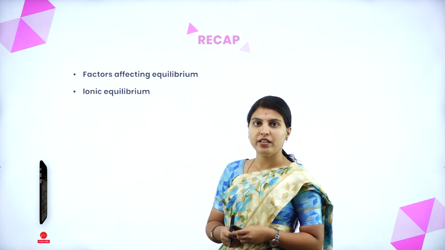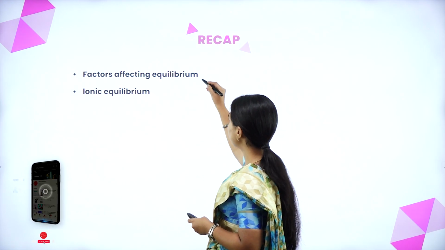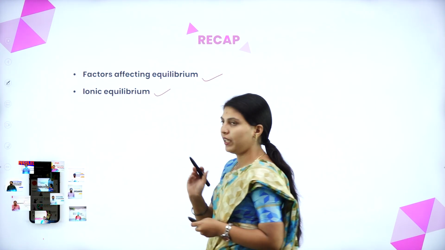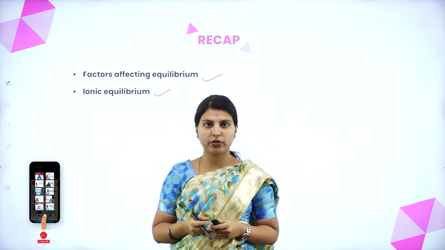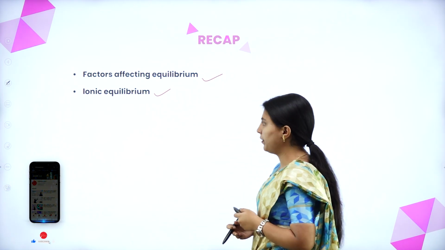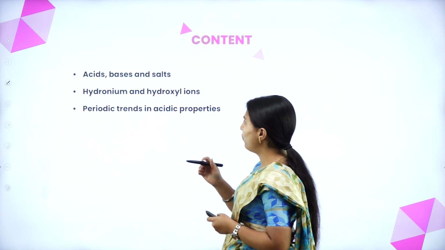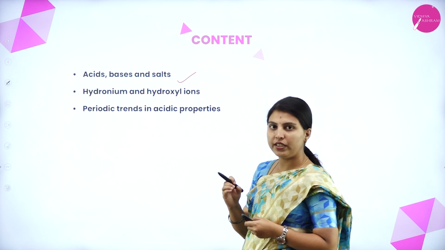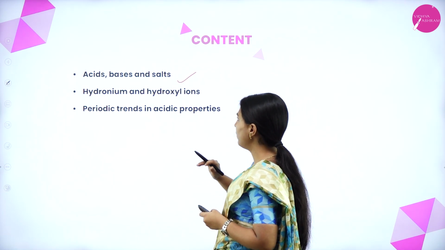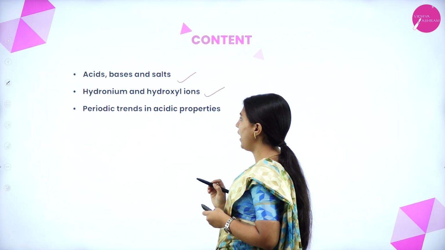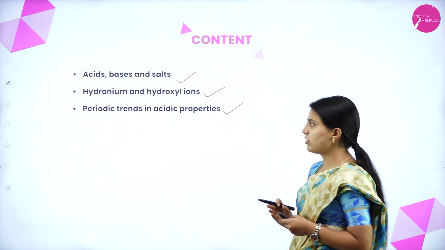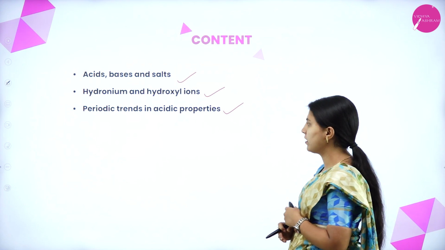In the last session, we discussed factors affecting equilibrium and ionic equilibrium. In that, strong electrolytes and weak electrolytes also we have seen. In today's session, we will see acids, bases and salts, just the introductory part, and hydronium and hydroxyl ions and periodic trends in acidic properties. These are the three concepts we will see in this session.